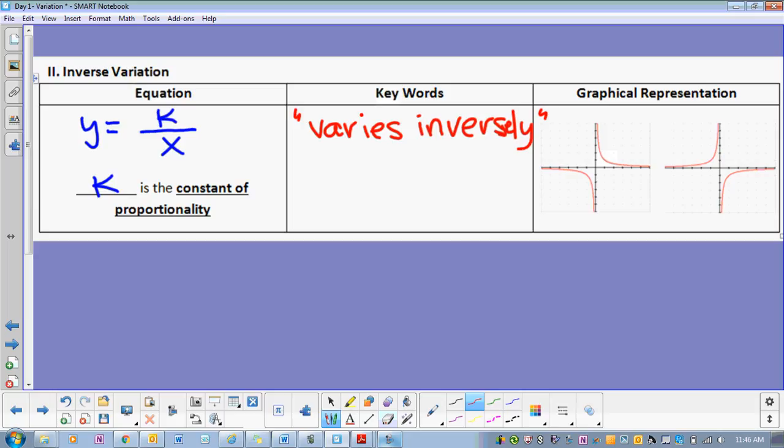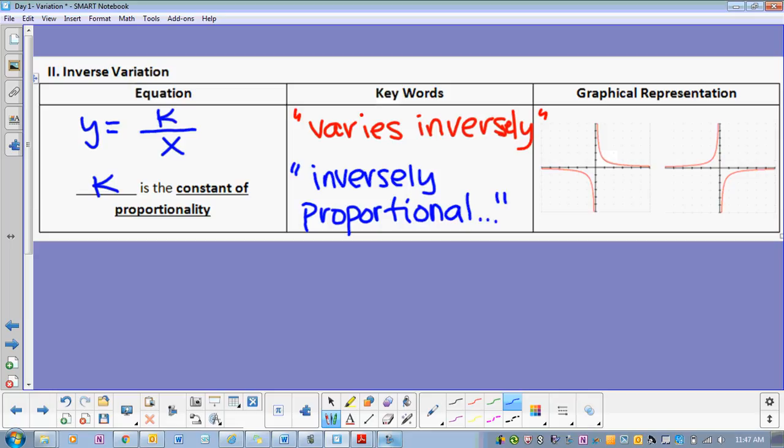It varies inversely. That has inverse in it. And varies as equals K, right? The other one would be, what's another way you might see it? Inversely proportional. Inversely dot, dot, proportional. Dot, dot, dot. Why is there a dot dot dot? Well, because there's more stuff that comes after it, right?